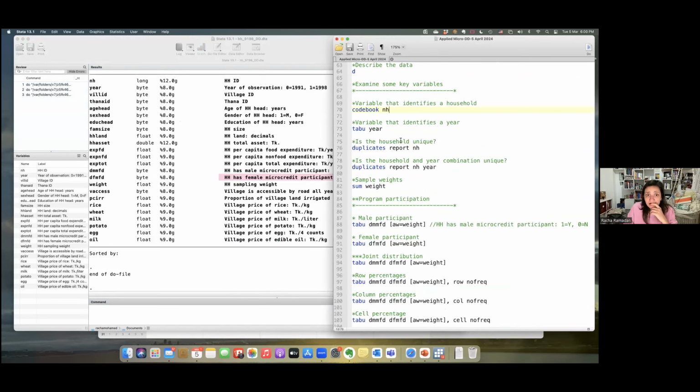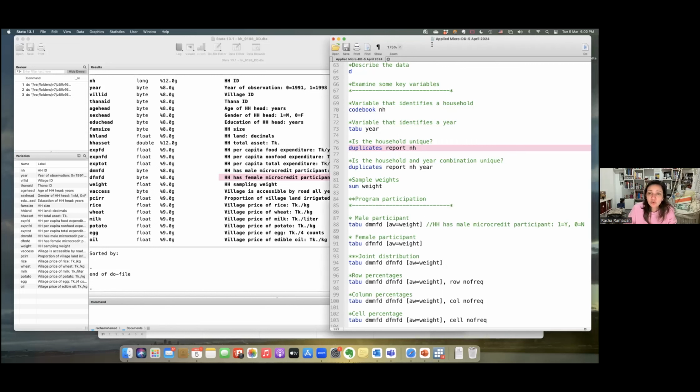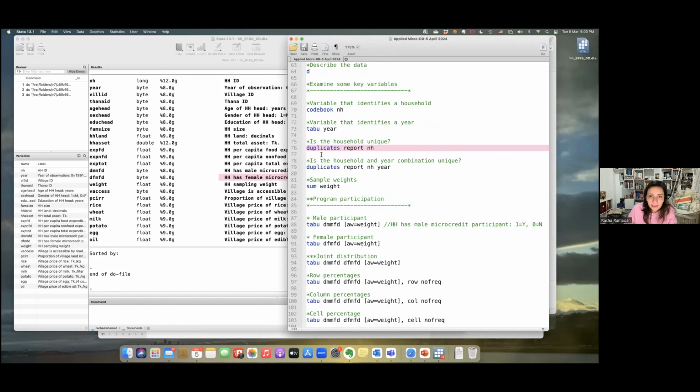We want to check if we really have panel data, or if we simply have the same line repeated twice by error. To do this, you can check using the command duplicates. So duplicates report, you can check it. You want to be sure that the individuals or the households are unique. So you write duplicates report with the variable you want to identify if it's unique or not.